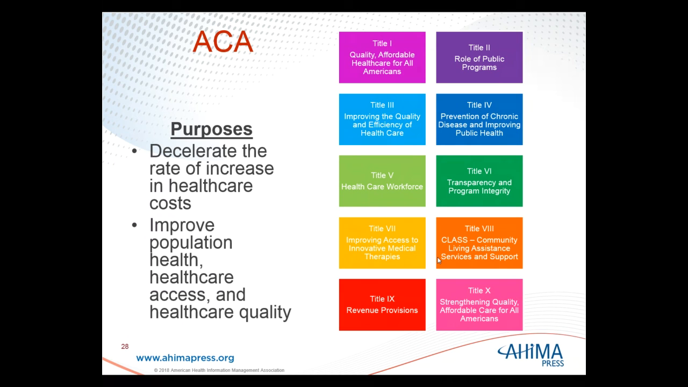Next, we have improving access to innovative medical therapies. Number 8, CLASS, community living assistance services and support. 9 is the revenue, and 10 is the strengthening of quality, affordable care for all. And again, you can read about the key points in each one of those on pages 14 through 16.